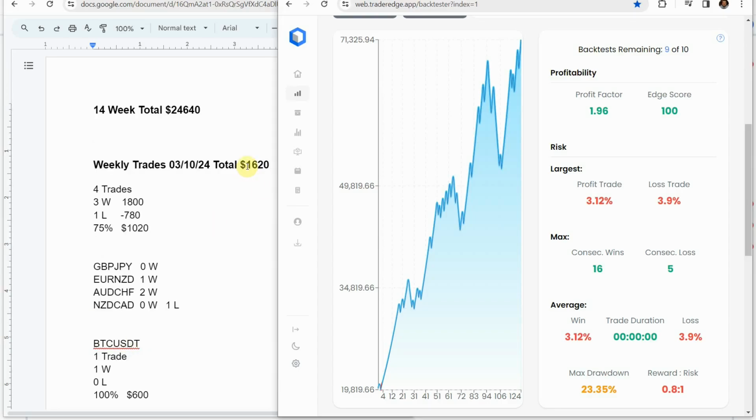You would have been up $1,620. At the 14-week total, we would have been up $24,640. You can see the growth of the account here and more information about it here.